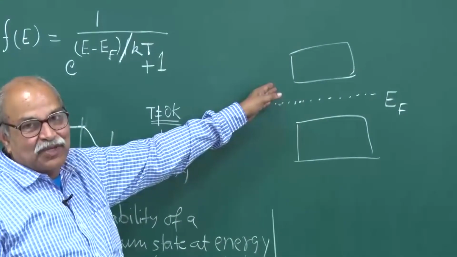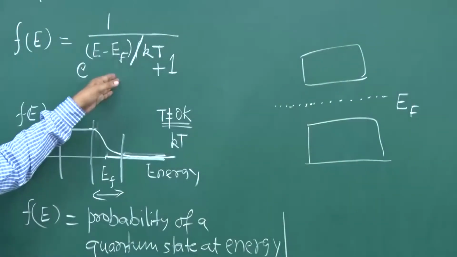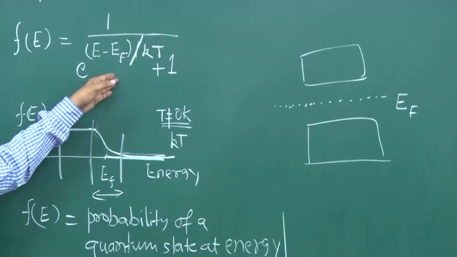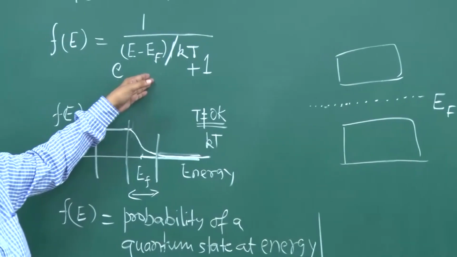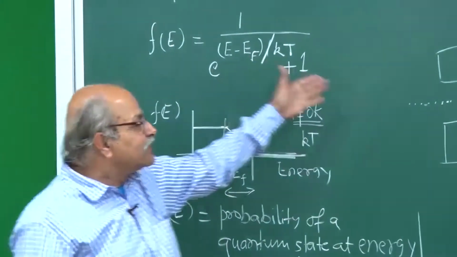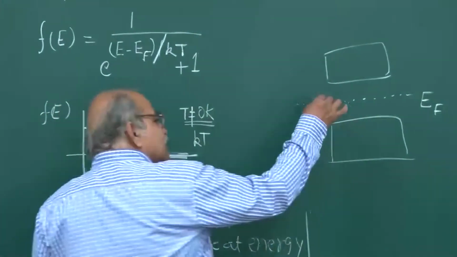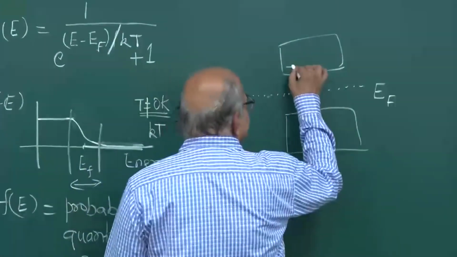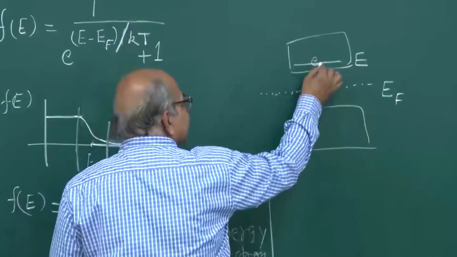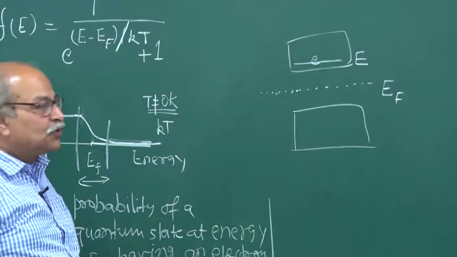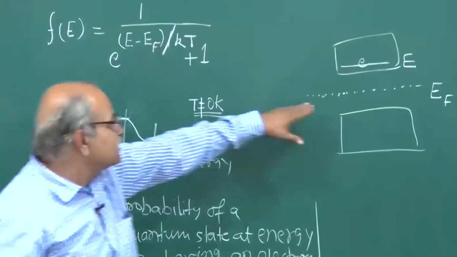So although the probability at E equal to EF is 1 by 2, that is the probability of a quantum state having an electron, there is no quantum state there, so that question is out. But you have to measure from here. If there is a quantum state here at energy E, what is the probability that it will have an electron? You have to calculate that probability using this EF, and that EF is here.